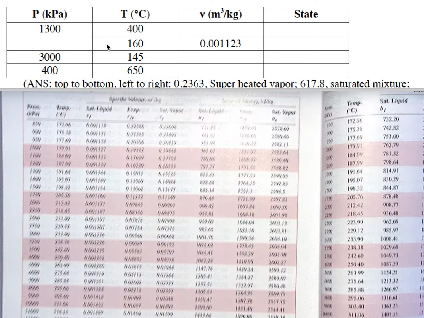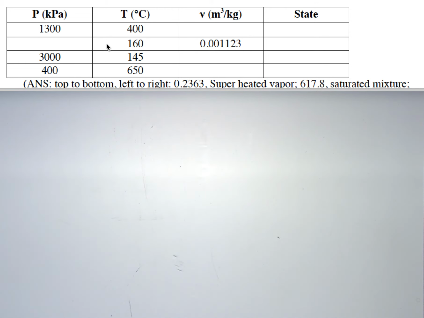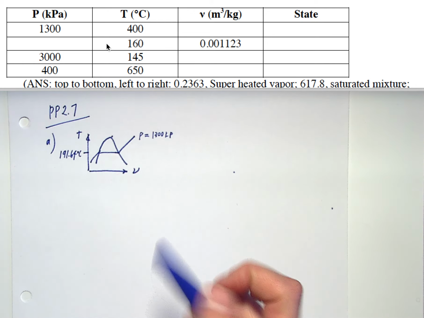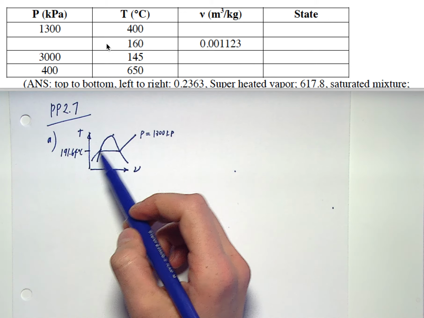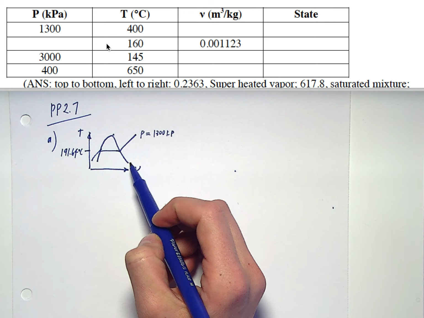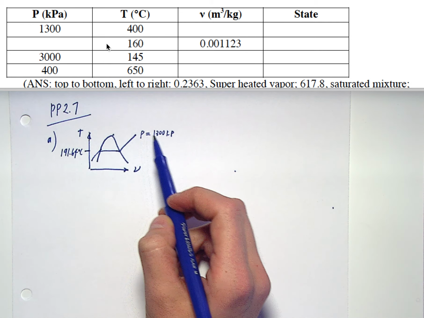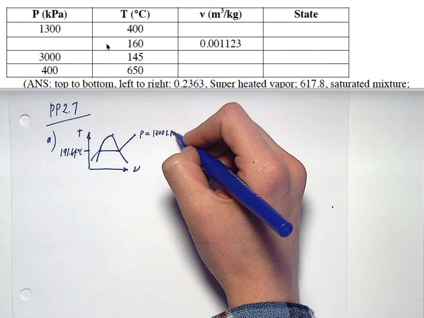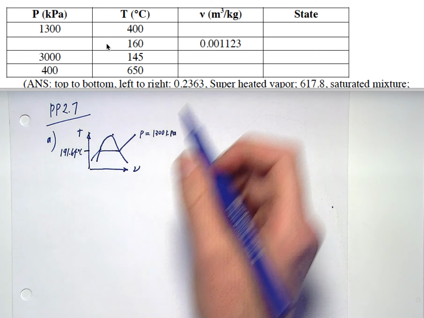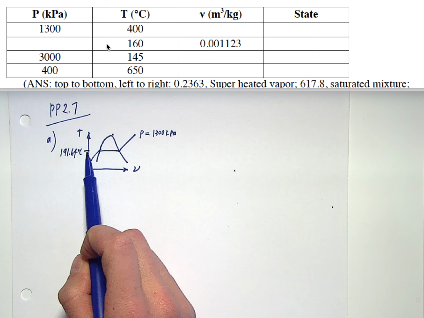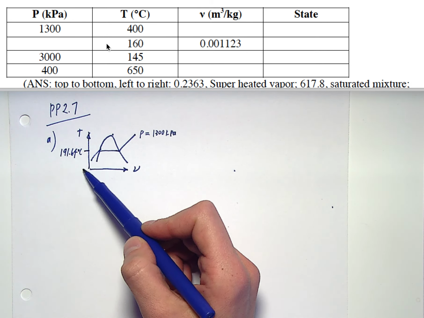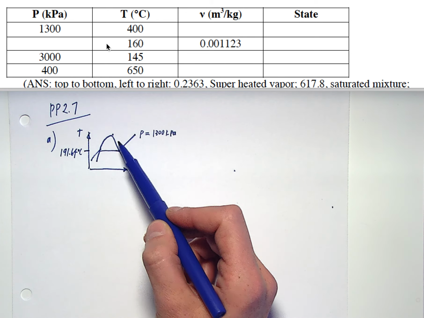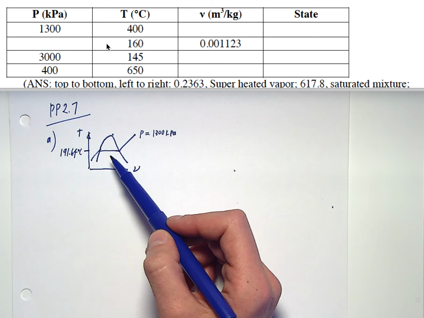So what does this mean? If I go over here to a T-v diagram for this problem, we have specific volume and temperature, we have our phase boundary line here, which is the curve, and then I've drawn a constant pressure line at 1300 kilopascals. That pressure has a saturation temperature of 191.64, which is where this levels off here. So what this diagram is showing you is over here you have compressed liquid, anything to the left of the phase boundary. Over here you have superheated vapor, and anything in the middle is a saturated mixture.